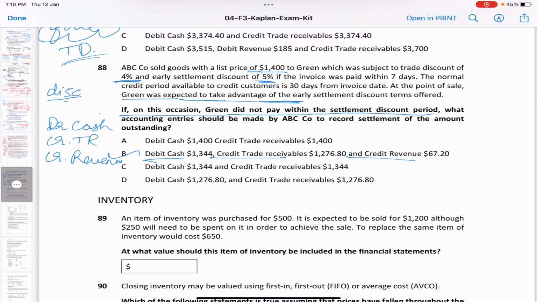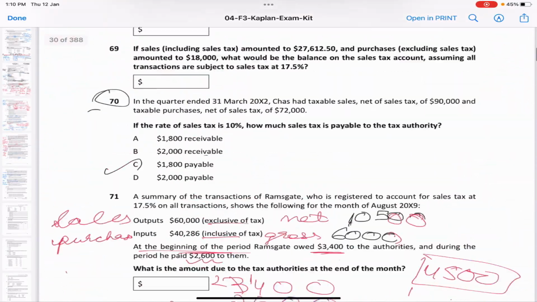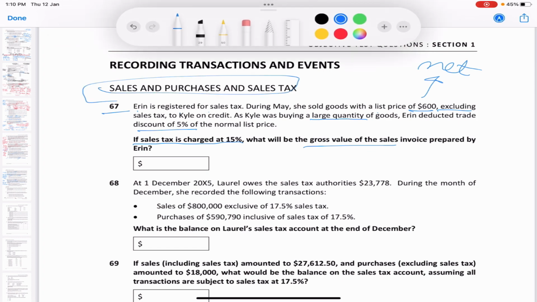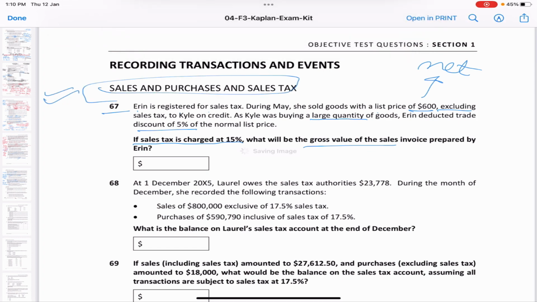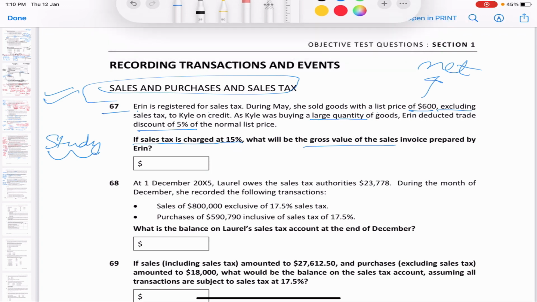So that is it, guys. We are done with the exam kit of the chapter sales tax, discounts, and purchases tax. If you still have any doubt in this question, and if you still feel like you did not understand anything in this chapter, then watch the video again and revise the chapter, and go and check out the study text explanation videos as well. I will link all the playlists in the description box below.